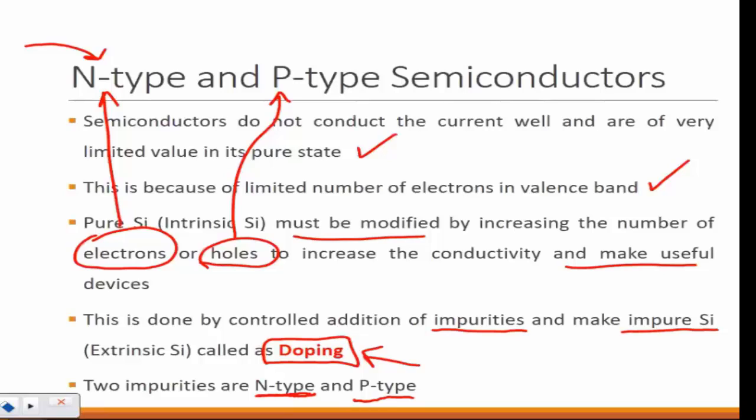Yeah. Again, we will talk about each one down the line, but that's what they meant. So if you increase the holes, it will become the P-type. The process of adding these is called doping. For example, if you're increasing the electrons or increasing the holes, the process of doing it is called doping.